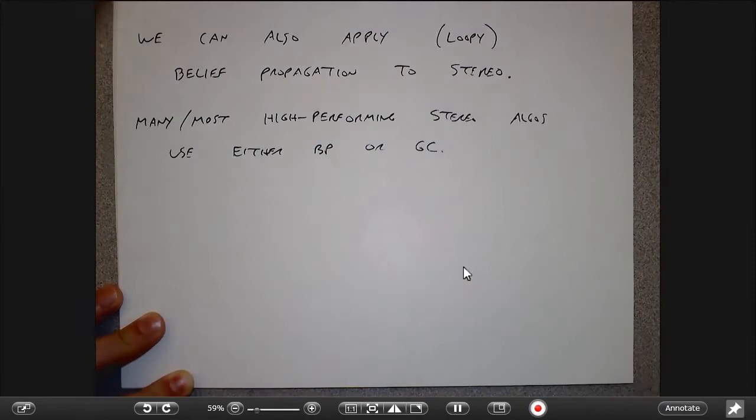BP or graph cuts. I did mention in the very beginning of class that in stereo, you could explicitly model occlusions. When I've got an occluded pixel, one that appears in image 1 but does not appear in image 2, there's no way for me to estimate the disparity of that pixel. I don't have any information.